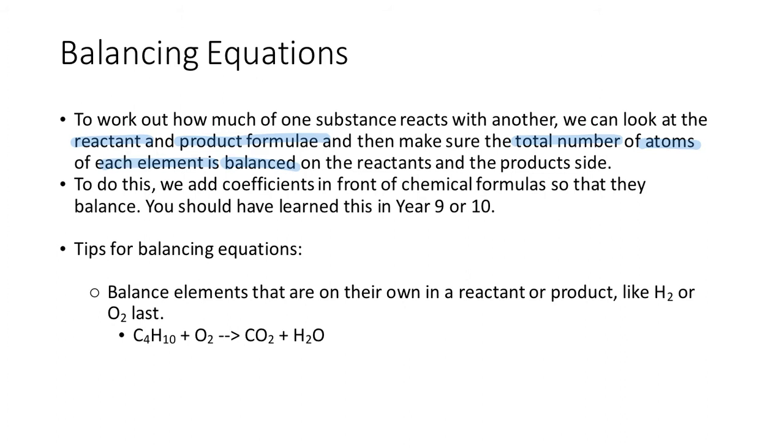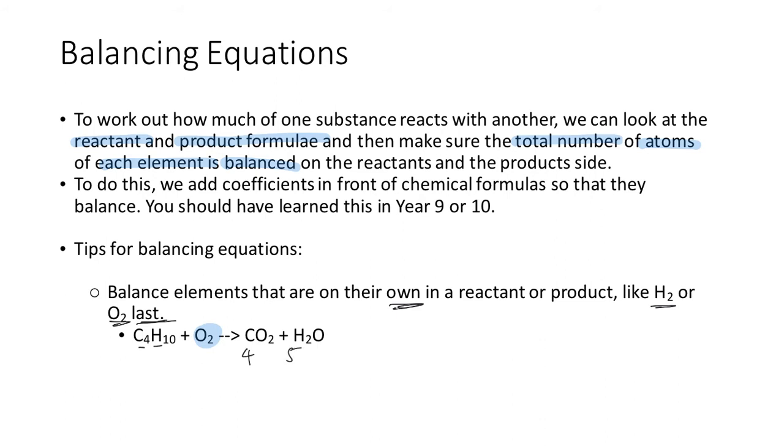Tips for balancing equations: balance elements that are on their own in the reactant or product, like H2 or O2, last. In this example, we've got the O2, which is all by itself, and we're going to do that one last. So let's go through this. Let's balance out the C first. We got 4. Let's balance out the H. We got 5.